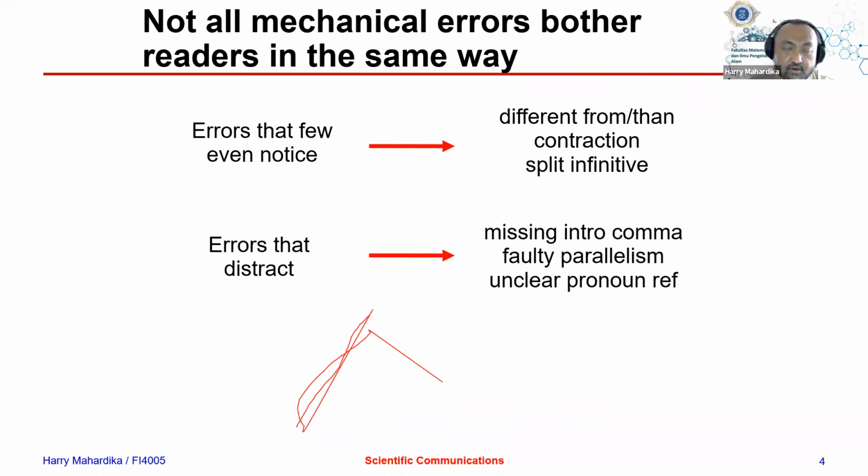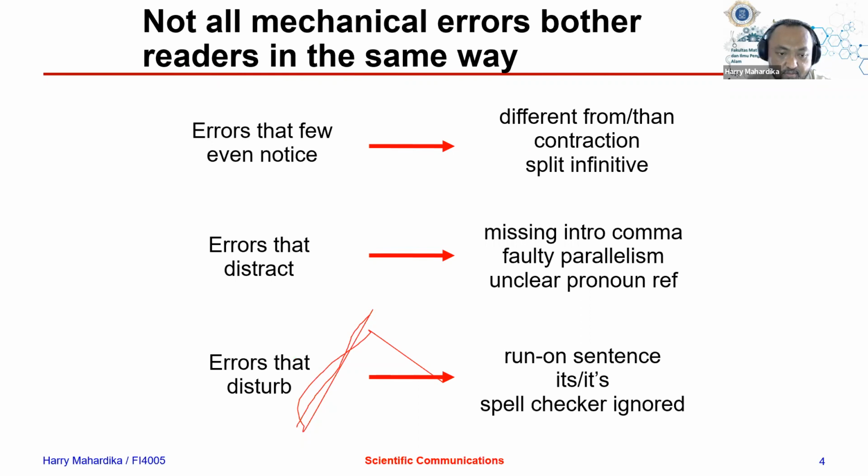Okay, so we talked about errors that few even notice, and here are errors that may distract the reader or viewer, such as a missing intro comma, faulty parallelism, or unclear pronoun reference, and then errors that disturb, with examples such as run-on sentences, it's and its, and errors the spell checker ignored.